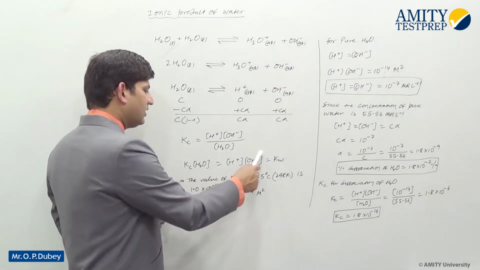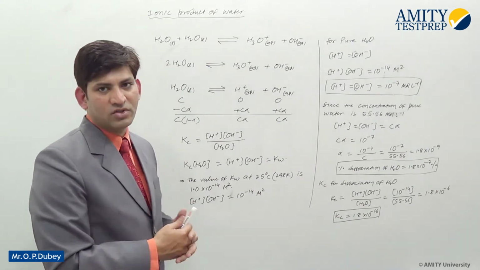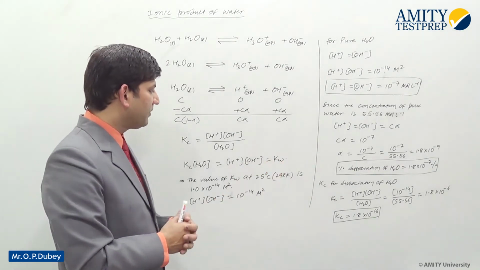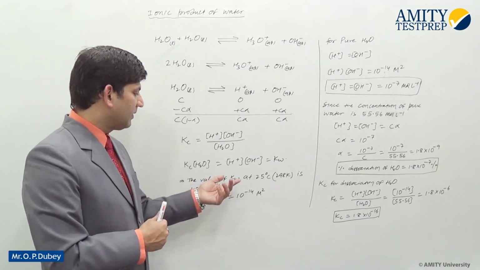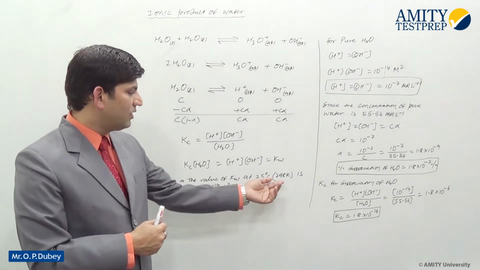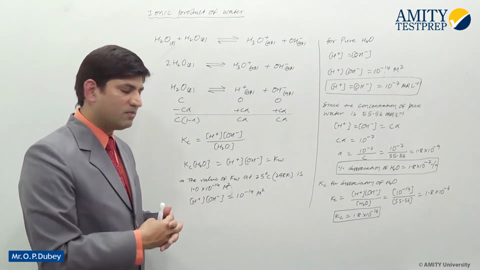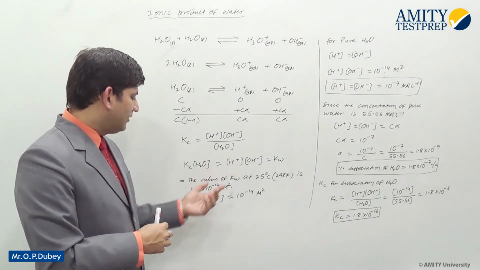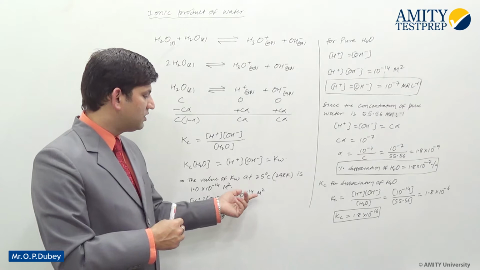This product of the H plus ion concentration and the OH minus ion concentration is also called the ionic product of water, and the ionic product constant is represented by Kw. The value of the ionic product of water is constant at a constant temperature, at 25 degrees C, that is 298 Kelvin. The ionic product constant for water is 1.0 multiplied by 10 raised to the power minus 14 moles squared per liter squared. It means the H plus ion concentration multiplied by the OH minus ion concentration is equal to 10 to the power minus 14.